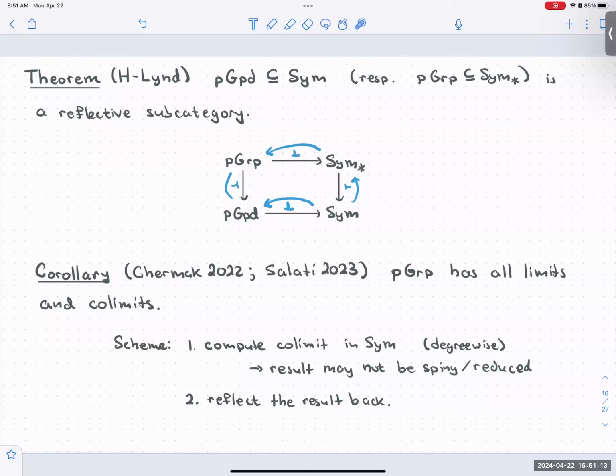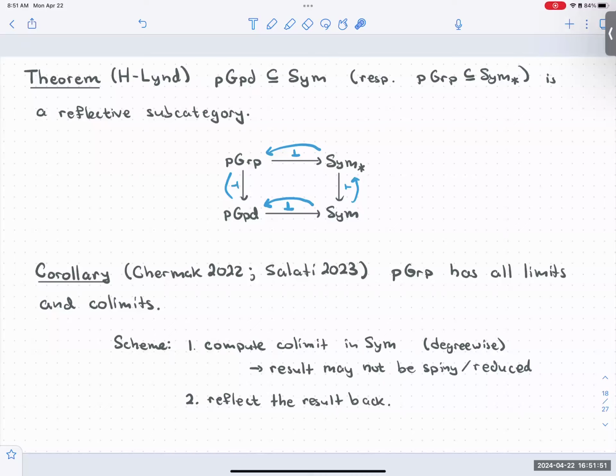So you first compute the colimit in Sym. If I have some diagram landing, let's say, in partial groupoids, I can compute the colimit up here. That can easily take you out of spiny symmetric sets. Right? This often happens. Sometimes it doesn't, which is great. But then I apply the reflector to get back to a partial groupoid, and that thing will turn out to be my colimit. So if you get a good handle on what the reflector is, you might actually be able to use that to compute something.